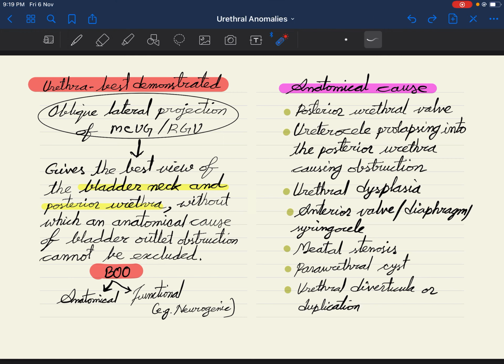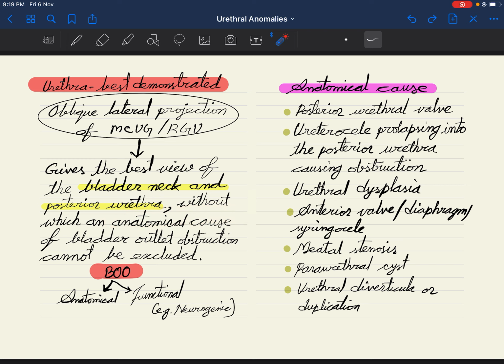So, in pediatric imaging, urethral anomalies should be known, and today we will talk about urethral anomalies and their imaging. The urethra is best demonstrated by oblique lateral projection of micturating cystourethrogram or retrograde urethrogram, and it is the best view which shows the bladder neck and posterior urethra, and this is very important to rule out anatomical cause of bladder outlet obstruction.